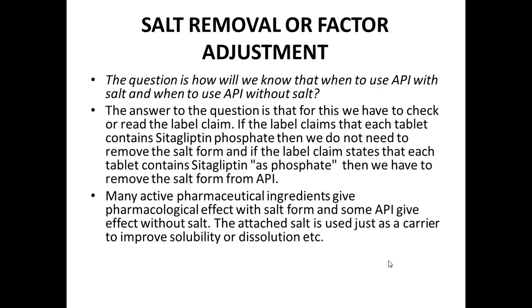The question is how will we know when to use API with salt and when to use API without salt? The answer is that for this we have to check or read the label claim. If the label claims that each tablet contains Sitagliptin Phosphate, then we do not need to remove the salt form, and if the label claim states that each tablet contains Sitagliptin as phosphate, then we have to remove the salt from API. Many pharmaceutical ingredients give pharmacological effect with salt form and some API give effect without salt. The attached salt is used just as a carrier to improve solubility or dissolution.